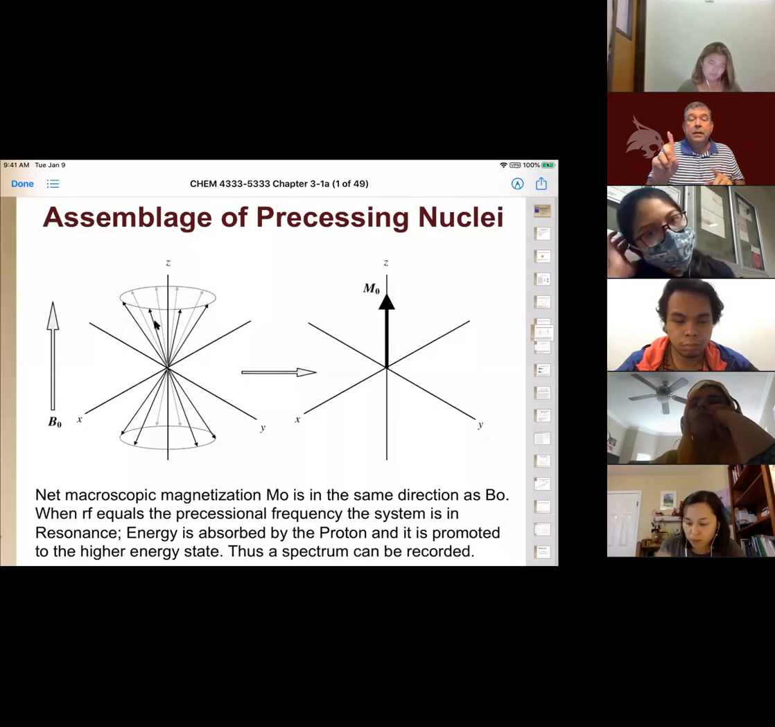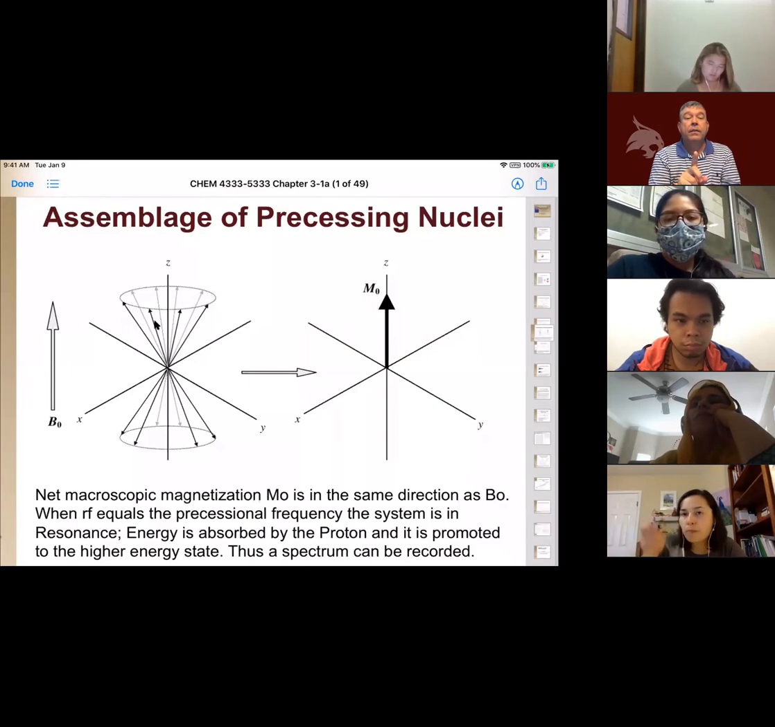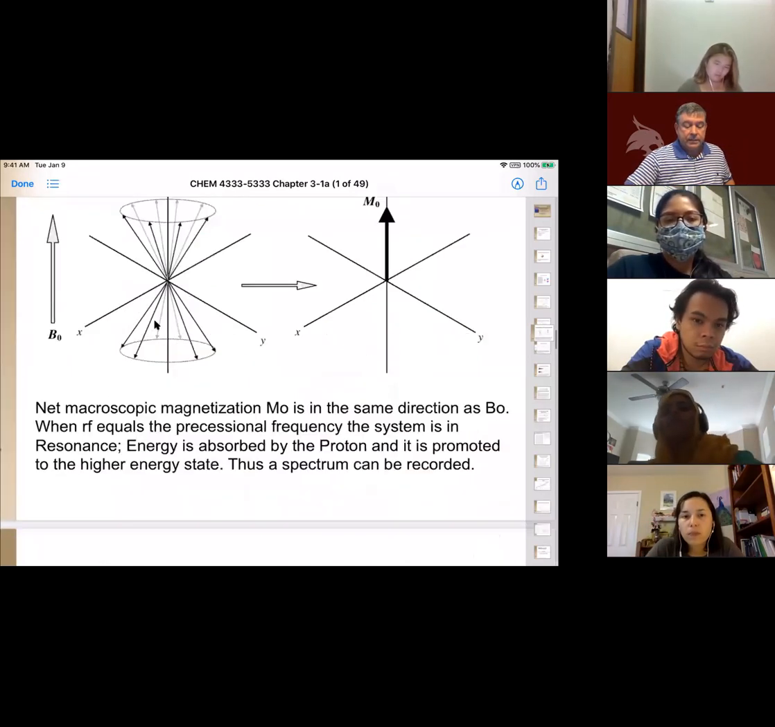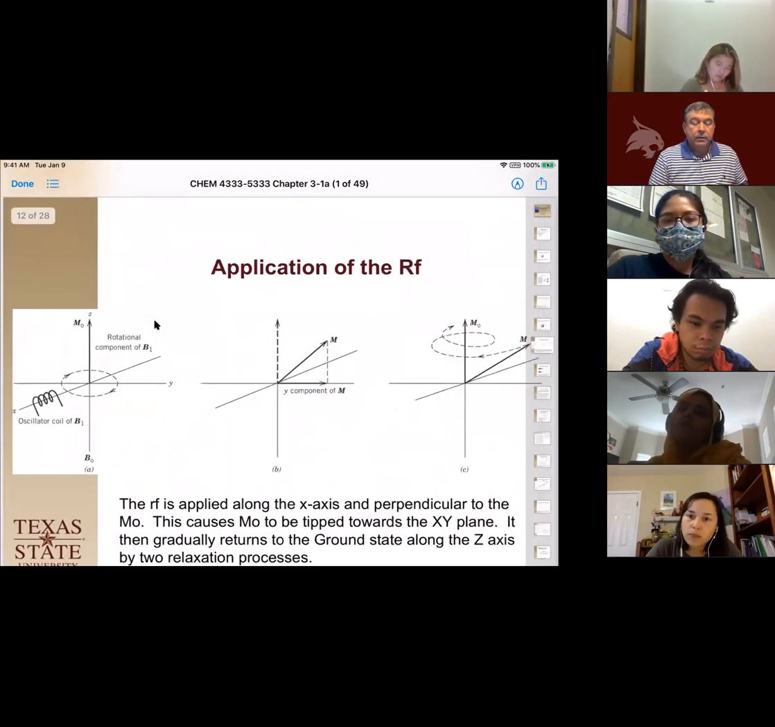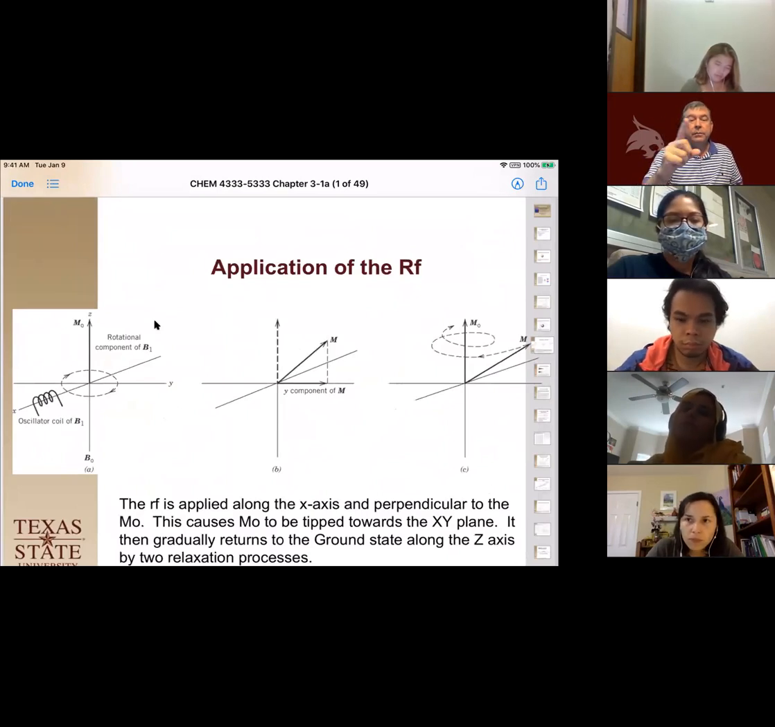So in this case, the energy absorbed by the proton is promoted to a higher energy state. And guess what? When it's in that higher energy state, it's kicked out of that precession that it would naturally be. Okay. So let's hit it with an RF field here. So we have our rotating proton in our magnetic field here, okay?